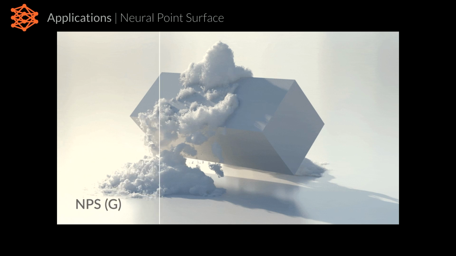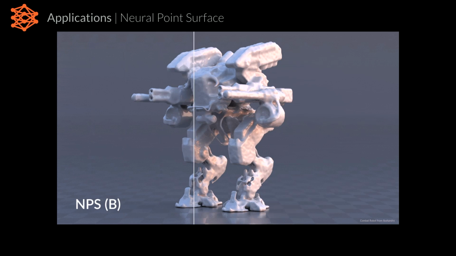Here's another example that uses snow. Again, a reference implementation against a neural point surface. And here's a final one that has a toy. So here the bubbles are really, really clear with the reference implementation, and the surfaces are much nicer and flatter with the neural approach.